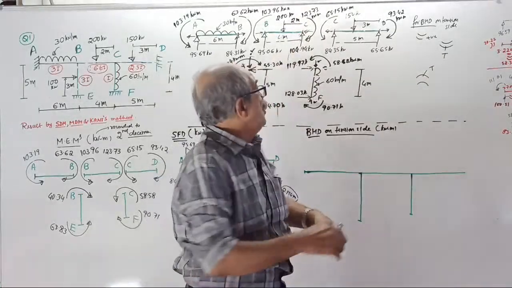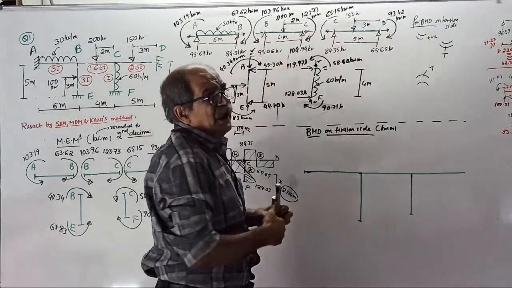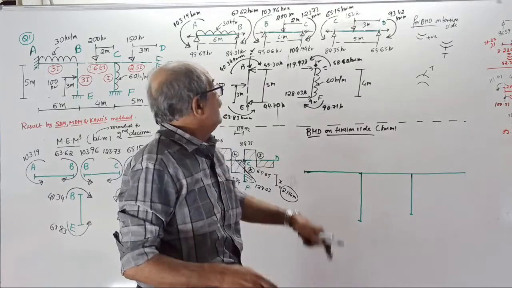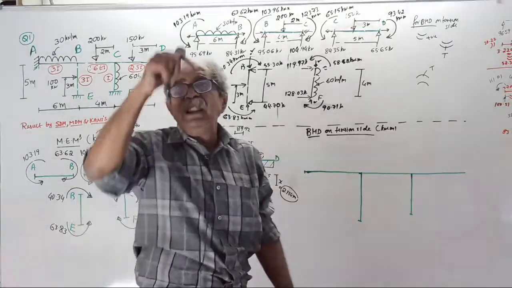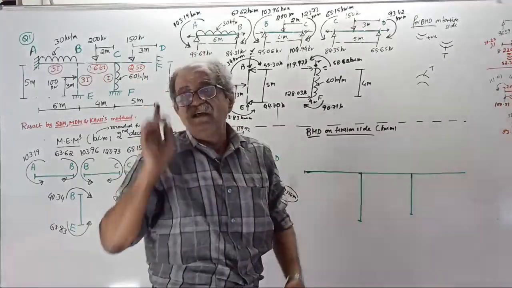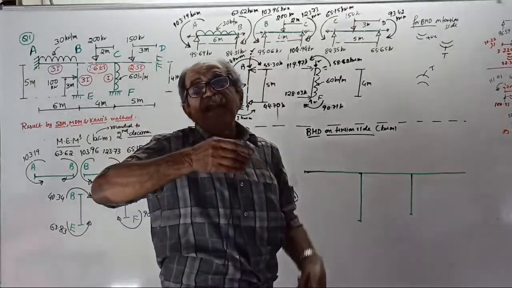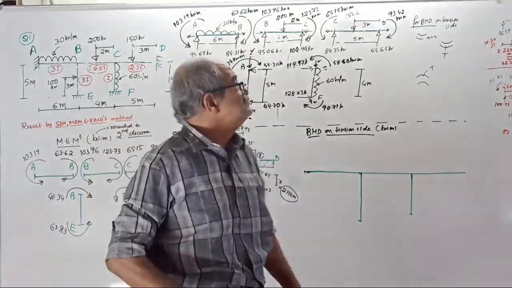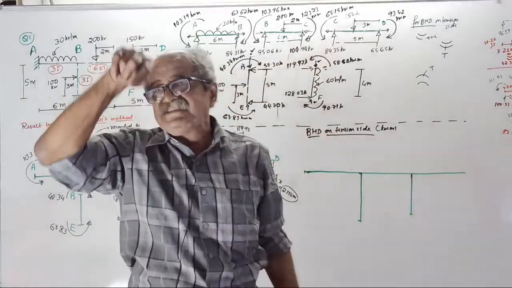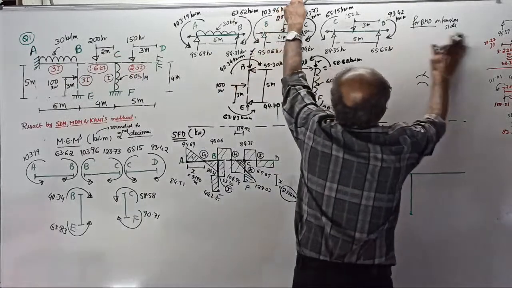Clear? So for horizontal beams, if you get plus, plus means sagging, tension on the unloaded side. Negative means tension will be on the loaded side. Clear? See, minus means hogging, tension is on the loaded side. Positive means sagging, tension is on the unloaded side. Okay, start. Now, first start the calculation.